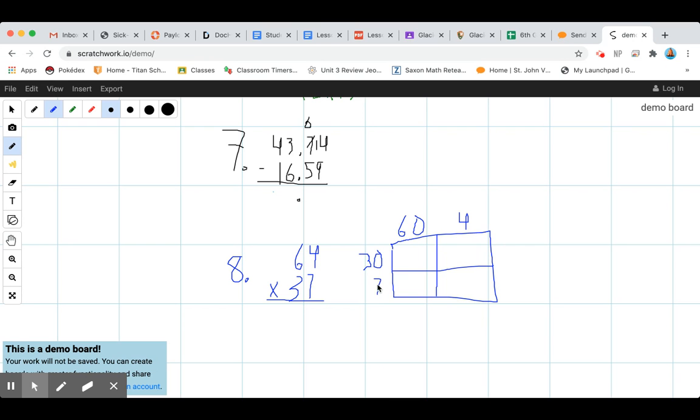So 7 times 60, 7 times 6 is 42, and then we add a 0. 30 times 60 is 3 times 6, which is 18. Then we add the 2 zeros. We have 30 times 4, which is 3 times 4, so that's 12. And then you add the 0. And then 7 times 4, which is 28. And after you've done all that, it's just a matter of adding the 4 products. So that's another way that you can do this.